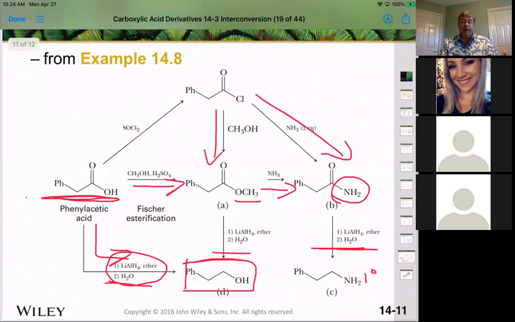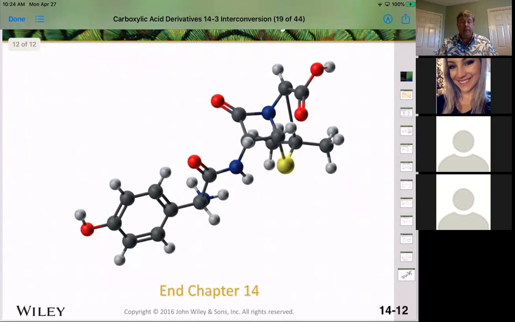And this is a great example of how you could take the carboxylic acid and do many different things with it. Turn it into an acid chloride, turn it into an ester, turn it into an amide, reduce it down to an alcohol, reduce it down to an amine. So this is a very good way to think about groups being able to move around and choosing your reagent carefully. Okay? So that's the bulk of chapter 14.